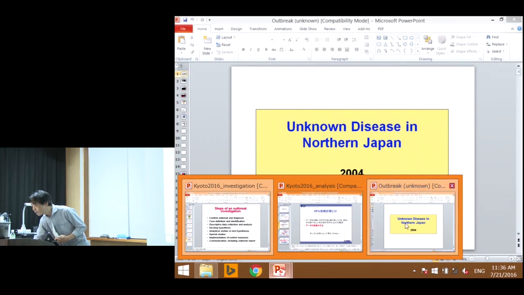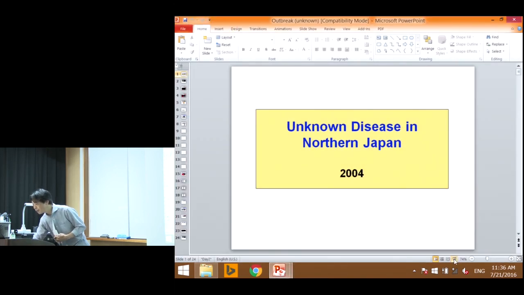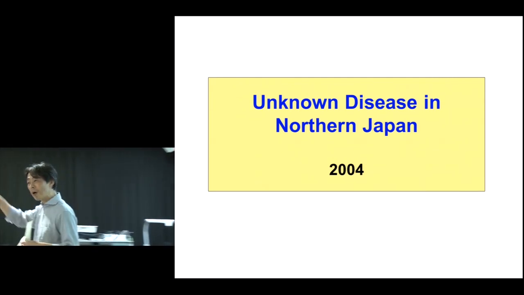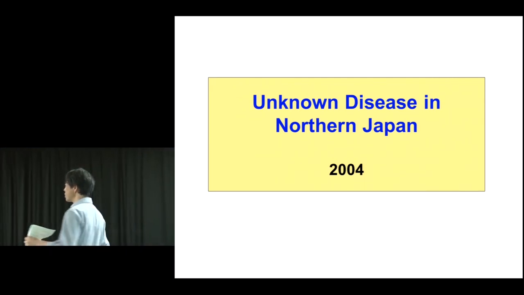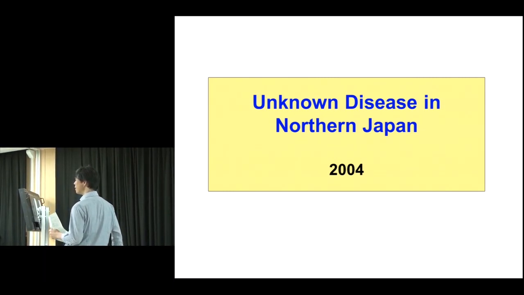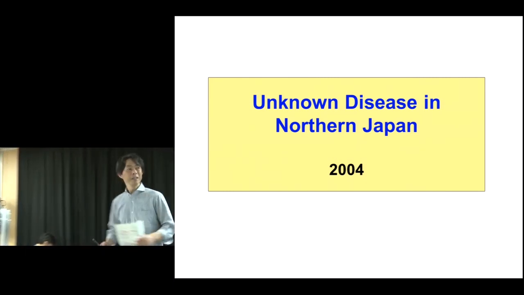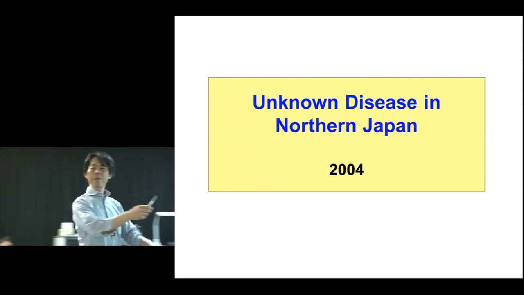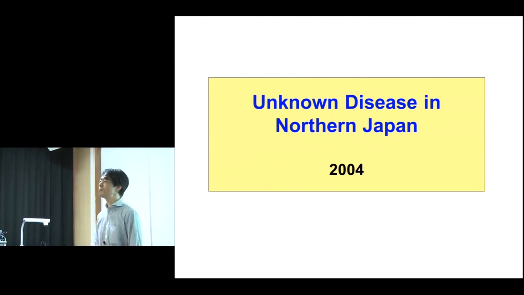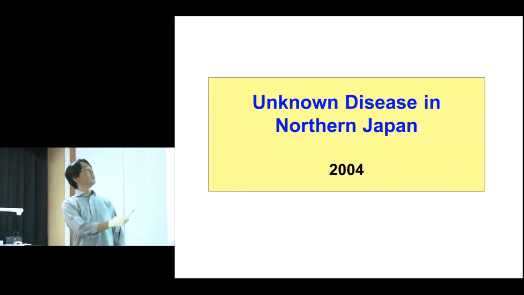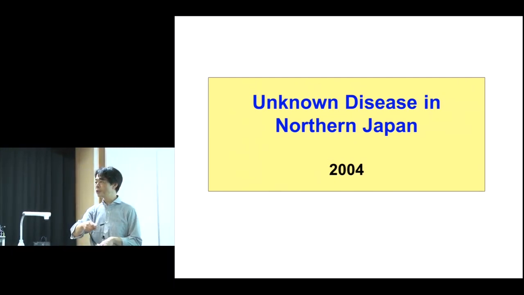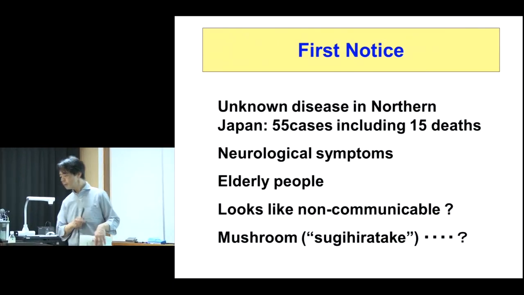Does anybody from the Tohoku area, the northern part of the main island in Japan, come from there? Nobody is. Okay, so this event is also one our team was involved in and had a bitter experience. Unknown disease in northern Japan, northern Tohoku area, 2004, more than 10 years ago.